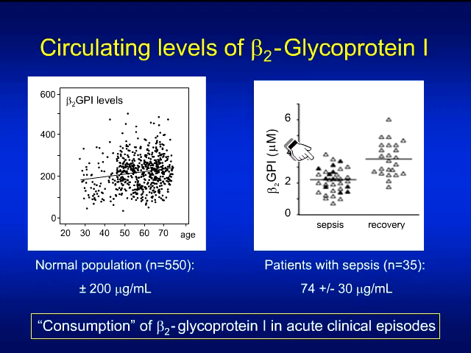But if you take patients with sepsis in our hospital, you saw that the mean level in these patients is about 1/3 of the level in the normal population. And for some of these patients we were able to get a sample during recovery, and you see that the level of beta-2-glycoprotein 1 increases when the patients recover. Apparently, there is a consumption of beta-2-glycoprotein 1 in an acute clinical episode. So what does that mean?